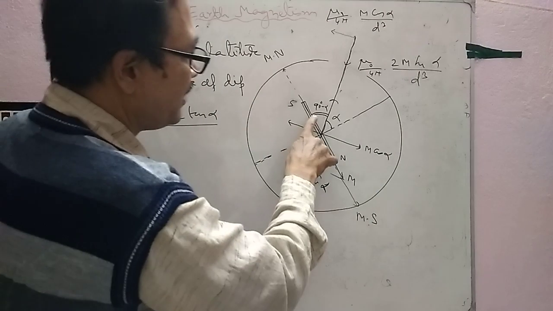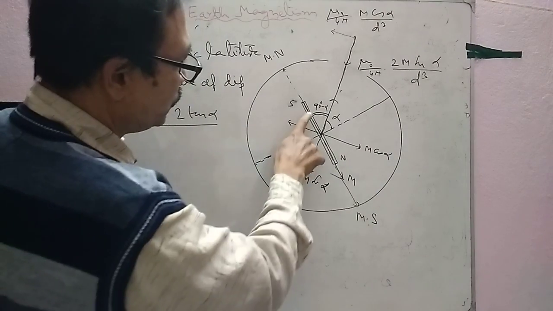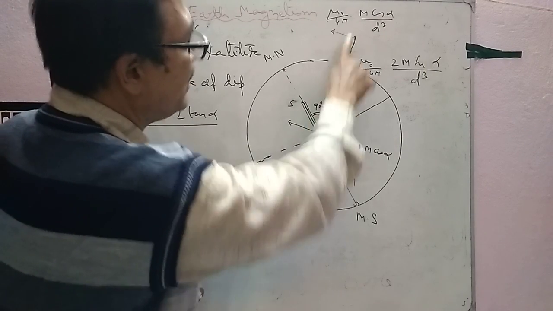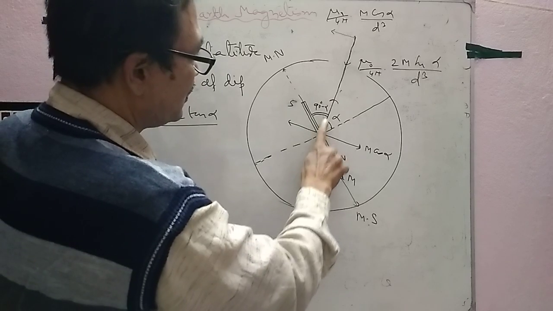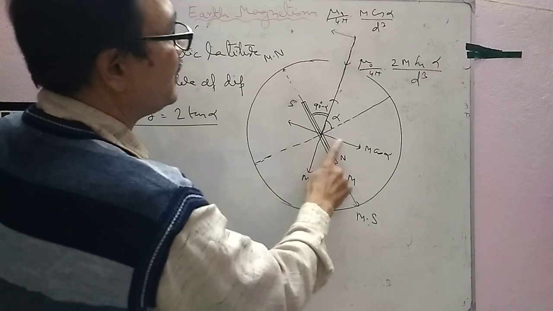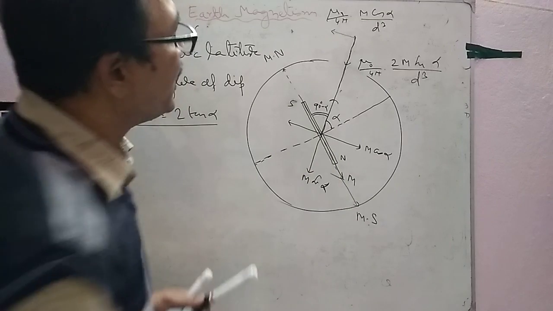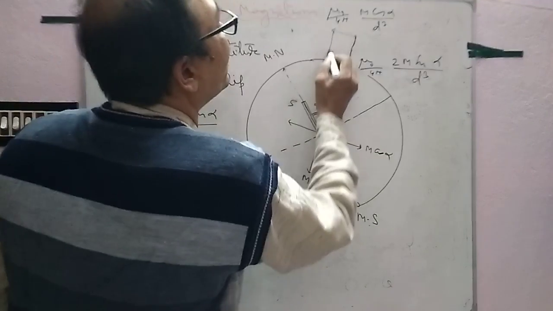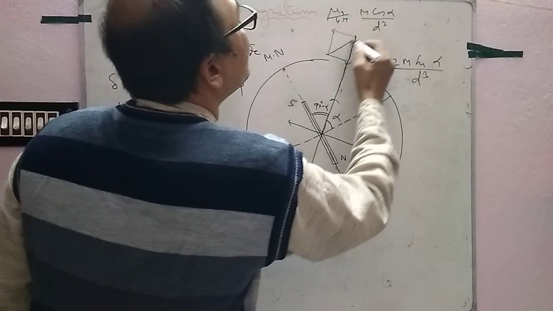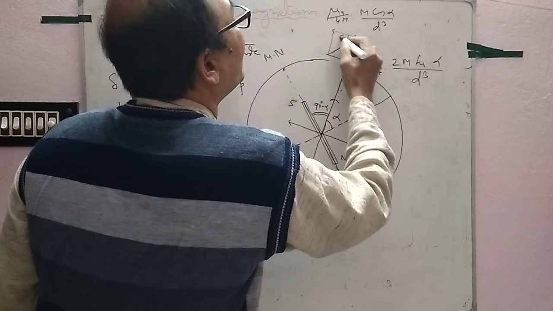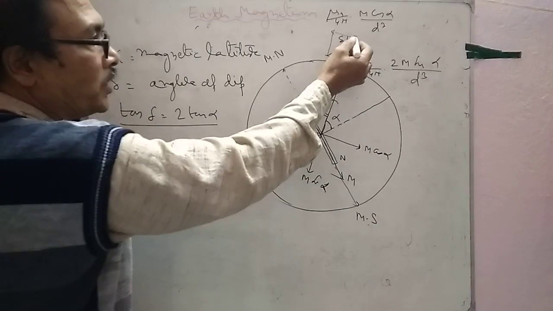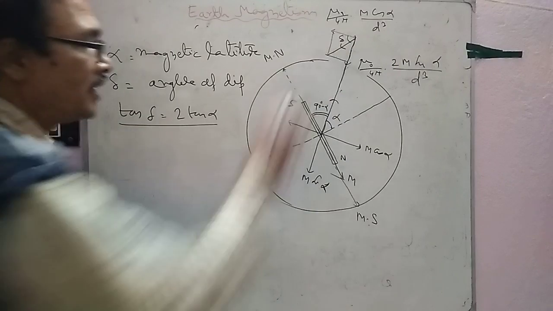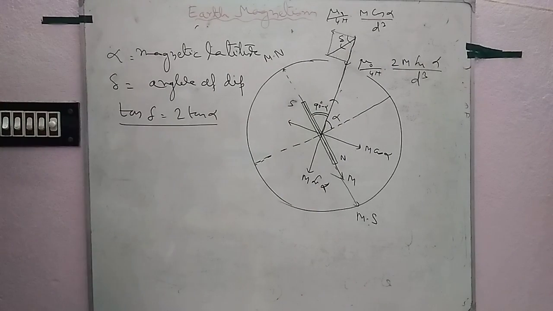This is 90 degree minus alpha. So this is 90 degree minus alpha. This is in this direction cos 90 minus sine alpha, and in this direction sine 90 cos alpha. Clear? So resultant field in this direction. So this angle sigma, because total earth magnetic field makes an angle with the horizontal line, is called the angle of dip, angle of inclination.